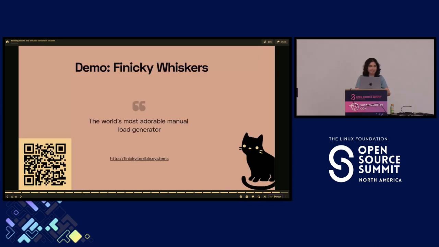And I want to go ahead and give us the chance to try this out. At Fermyon, we've created a demo application of a Spin application that has a bunch of different components triggered by different endpoints, and that is Finicky Whiskers. And Slats the Cat is in the corner. I'm also wearing Slats the Cat. We think of Finicky Whiskers as the world's most adorable manual load generator. And this is a way that we demonstrate how fast WebAssembly is.